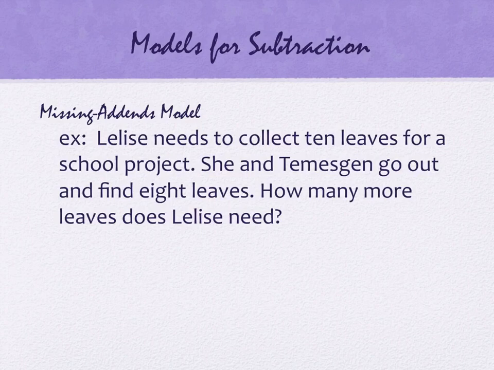Lilise needs to collect 10 leaves for a school project. She doesn't have them yet. That's what she needs, right? That's different. She and Temeskin go out and find 8 leaves. So what do they actually have? They actually have 8 objects, right? And I'm going to draw the 8 objects they have, and the extent to which mine look like leaves is they're going to look like green ovals, because that's what I decided. So your leaves can look like whatever you want, but I'm going to have 8 of them.